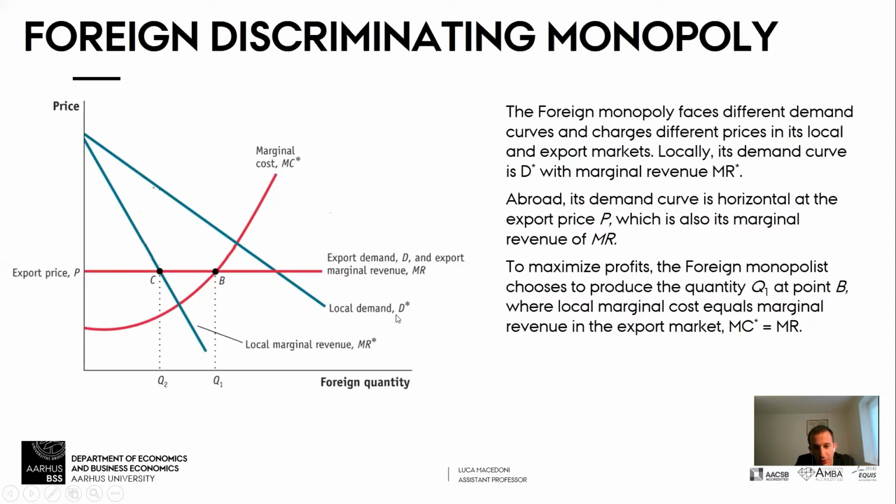So the local demand for the foreign monopoly, D star. This is like a toy producer in Thailand, right? That faces a particular local demand, D star. Local marginal revenue, MR star. And for some reason, this foreign monopoly is the only allowed seller in the foreign market for whatever reasons.